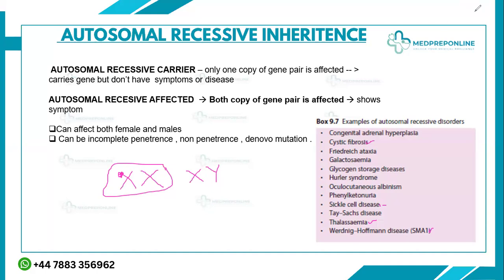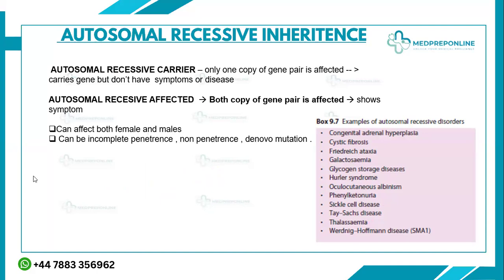All right, so you should know which ones are the autosomal recessive disorders and which ones are the autosomal dominant disorders. They won't tell you whether they are asking about an autosomal recessive disease or an autosomal dominant one, so you should know which one is what. In autosomal recessive inheritance, they can affect both females and males. Similarly to the dominant, we did that they can have incomplete penetrance, non-penetrance, or de novo mutation.